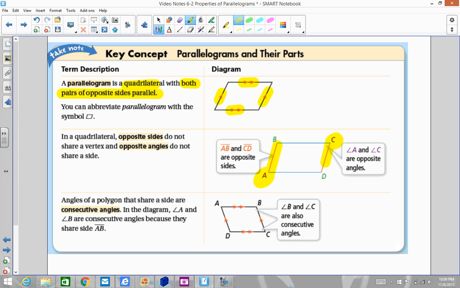Angles in a polygon that share a side are called consecutive angles. So B and C are consecutive angles. So would A and B be consecutive angles. So there's different pairs of consecutive angles. Now, we do this vocabulary because we're going to use this wording when we talk about our new postulates and theorems. So make sure you highlight your postulates also. You don't have to write them down if you highlight them in your postulate and theorem sheet.